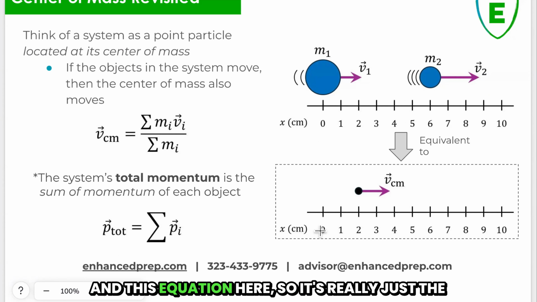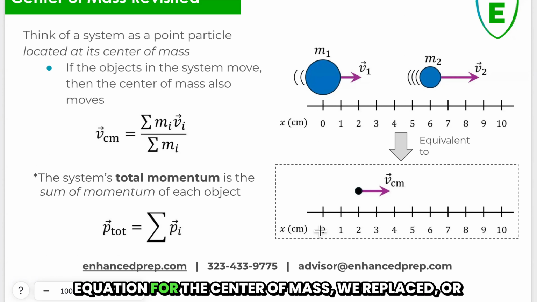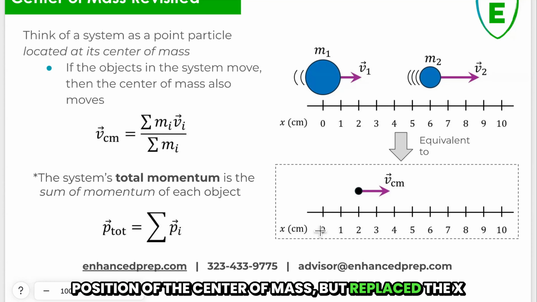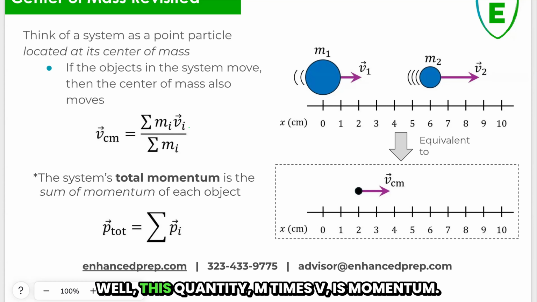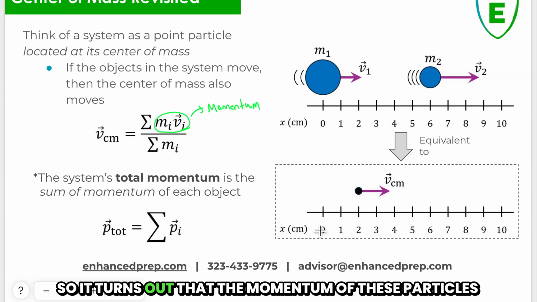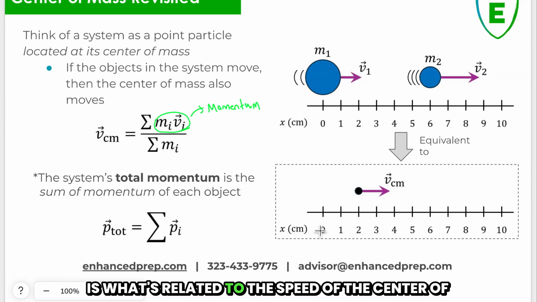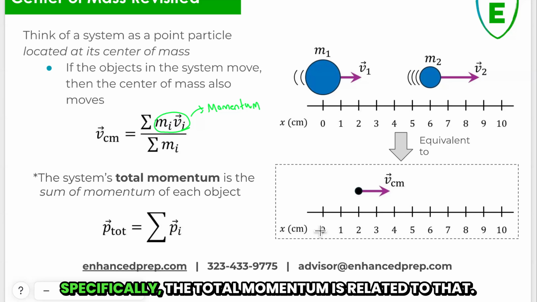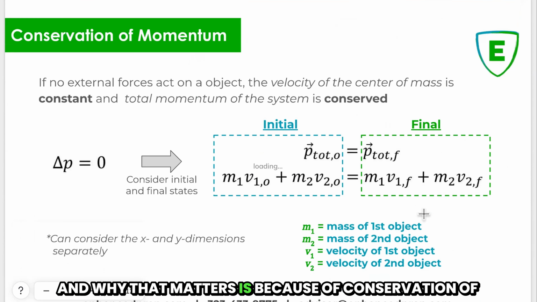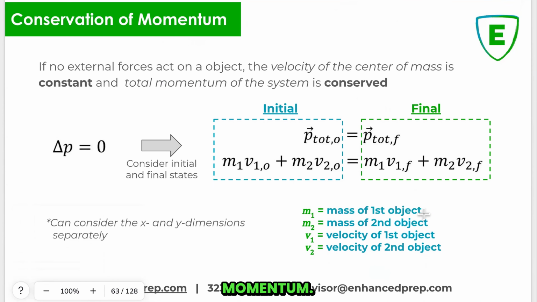And this equation here is really just the equation for the center of mass, but we replaced the x with v. Well, this quantity, m times v, is momentum. So it turns out that the momentum of these particles is what's related to the speed of the center of mass. Specifically, the total momentum is related to that. And why that matters is because of conservation of momentum.